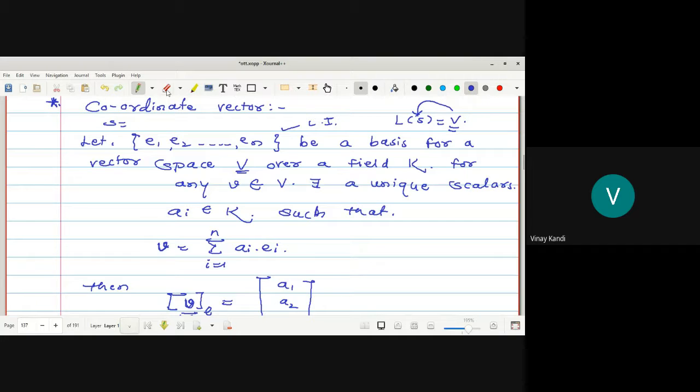Okay, after taking an example it will be understood properly. So this is the definition of coordinate vector. If E1, E2 up to En is a basis of the vector space V over the field K, then any element V belonging to capital V, any vector in V, we can write in the form of a linear combination of that basis.